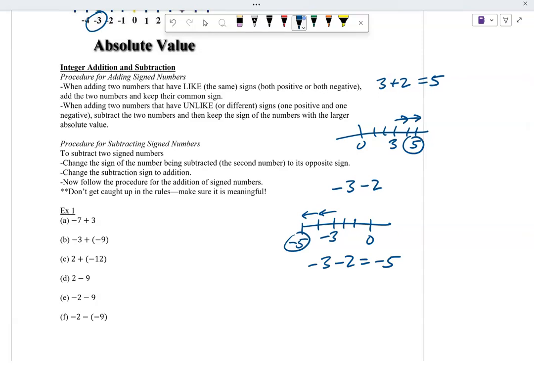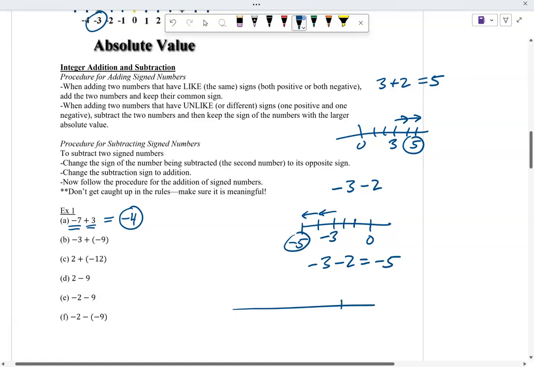Let's do this first when we have -7 plus 3. So I'm in debt $7, but then I pay off $3. -7 plus 3 is -4. So if I'm here at -7 and I add 3, I end up at -4.